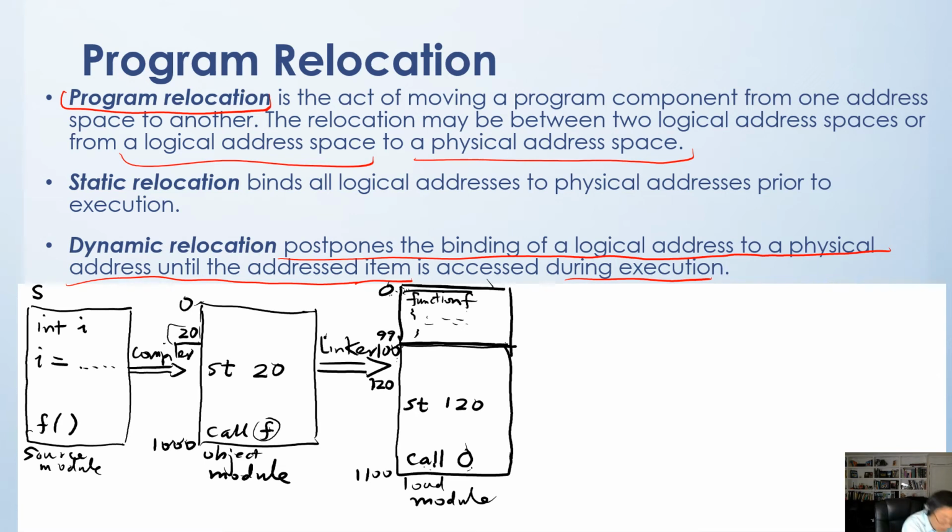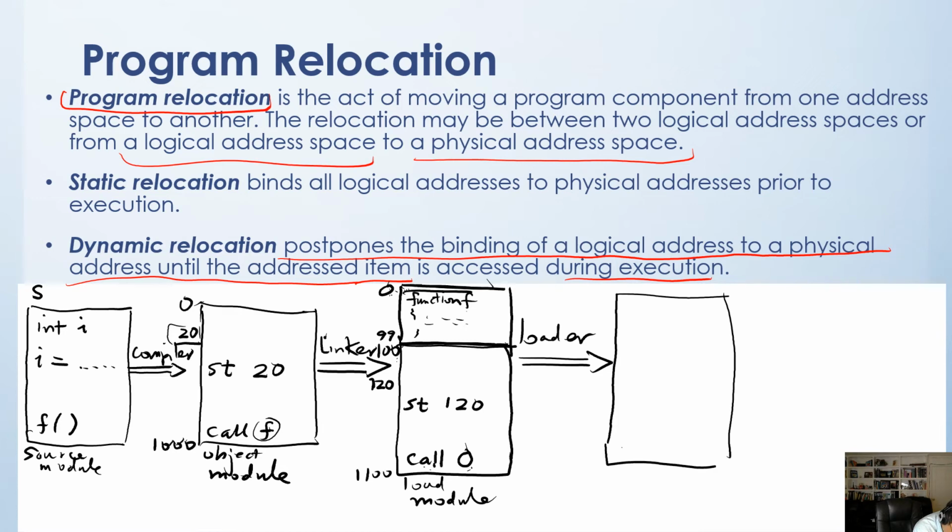Okay. So now these are still logical addresses, right? Now, when we actually load the module into the physical memory, suppose that we locate the physical memory at 1000. That's the physical memory address. We're going to load the logical address 0 to the physical address 1000. And then this 100 becomes 1100, right?